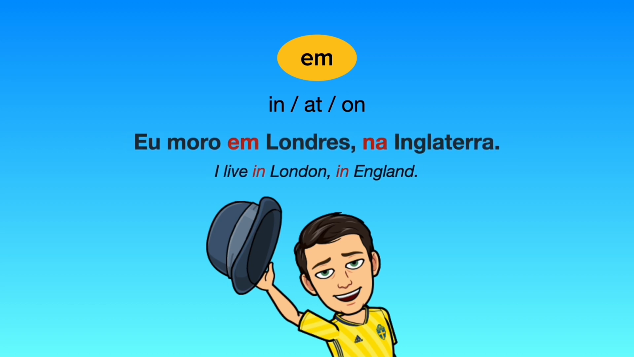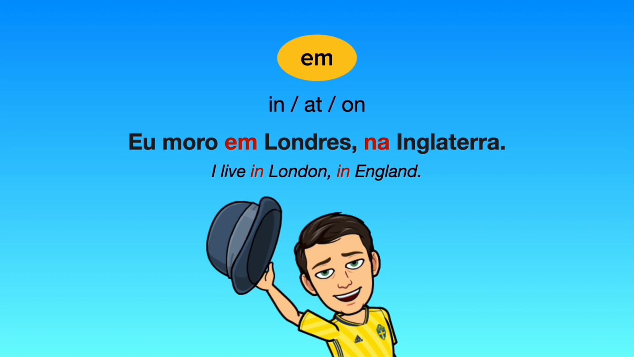For example, eu moro em Londres, na Inglaterra. You can practice your pronunciation as we go along. I'll leave some time after each example. So this one once more. Eu moro em Londres, na Inglaterra.